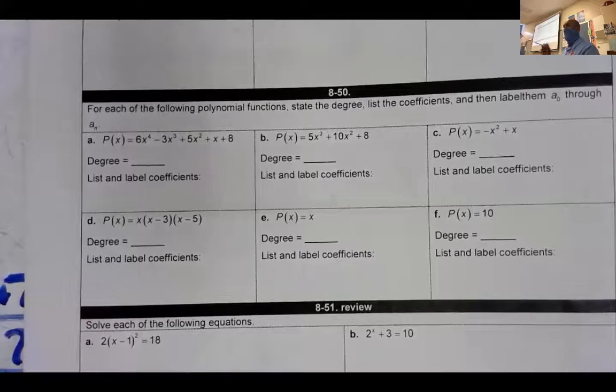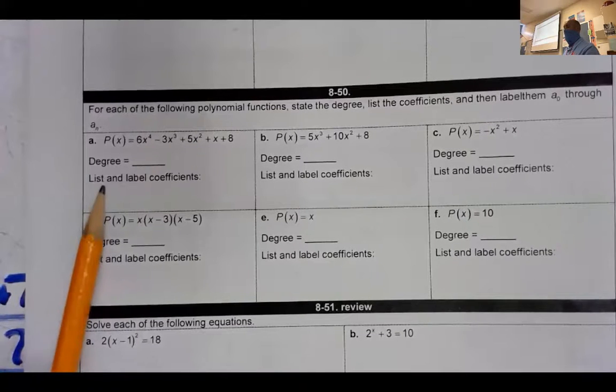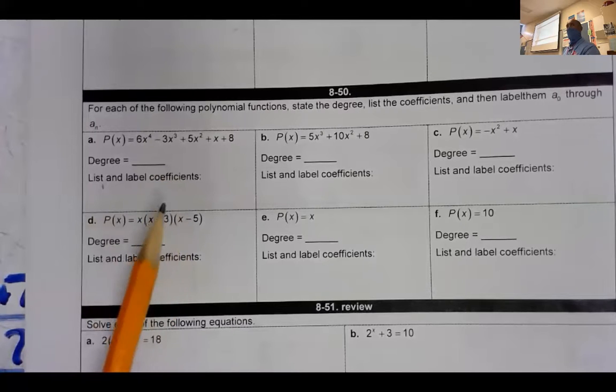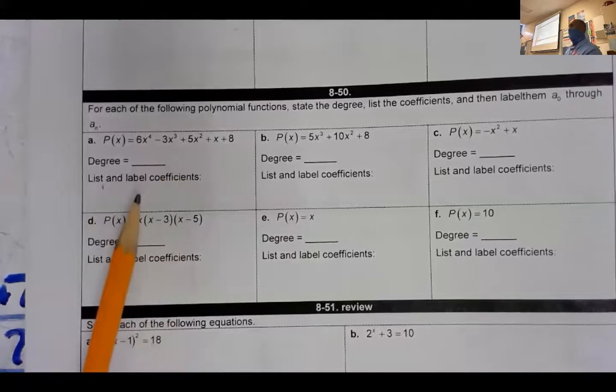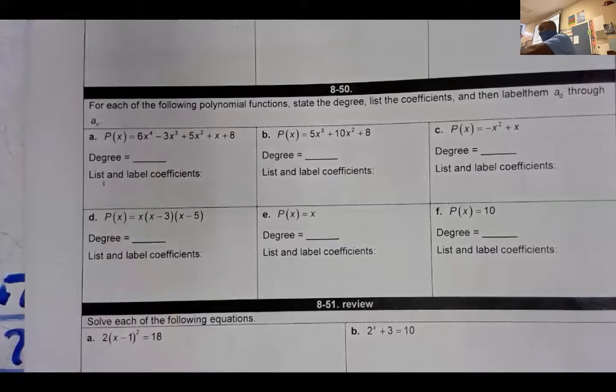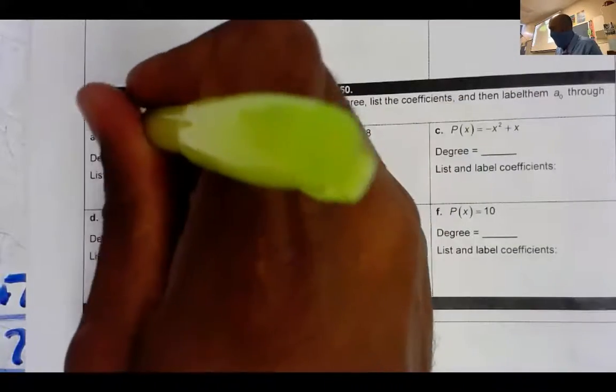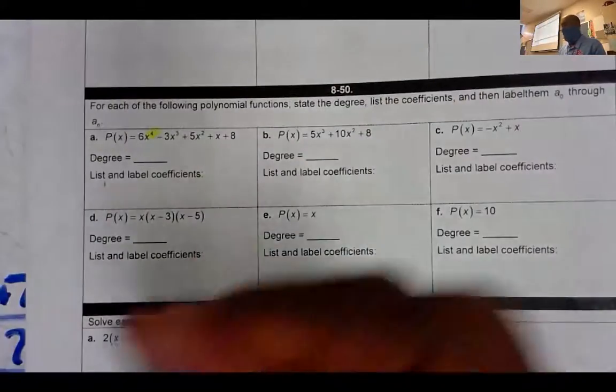Not how many x's there are. For instance, letter A, what is the degree for this one? What do we need to look at? It's only one number that tells us it's the degree, and it's the biggest what? Exponent. So what is it? 4. So the biggest exponent's going to let us know.